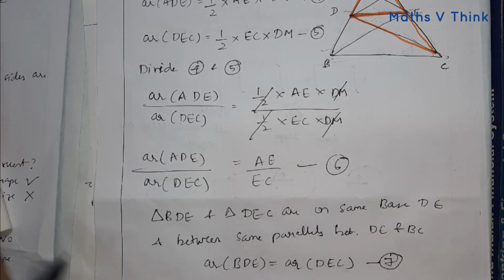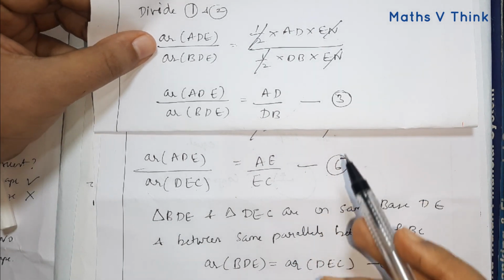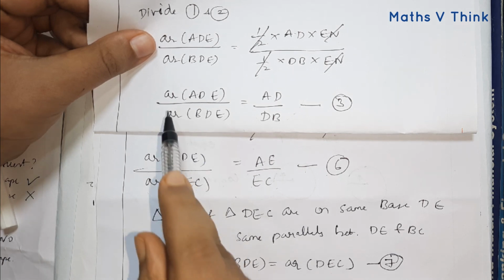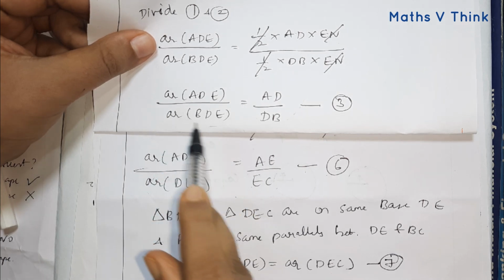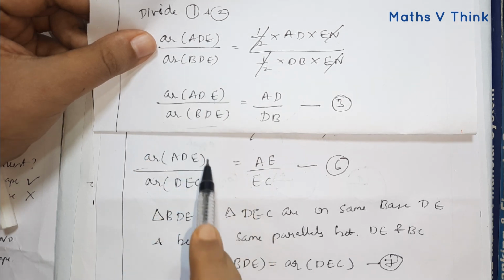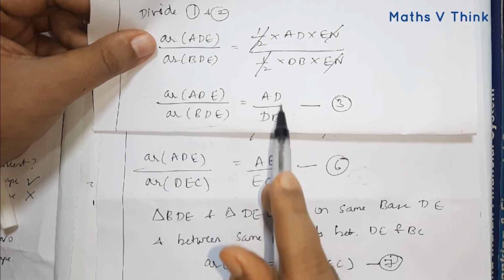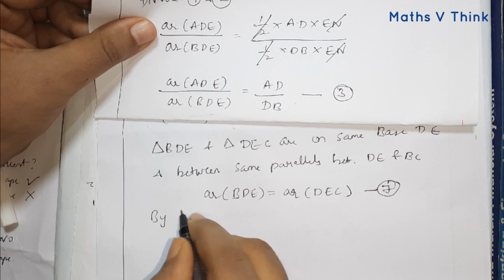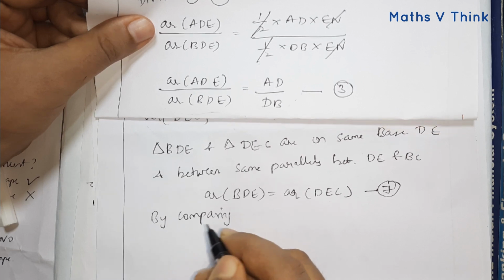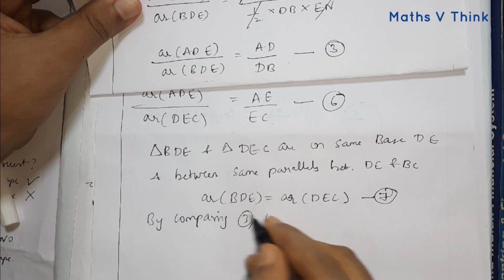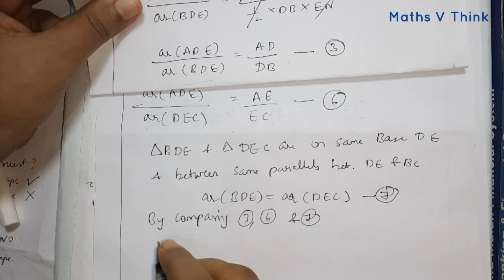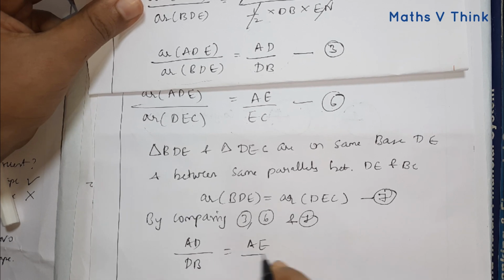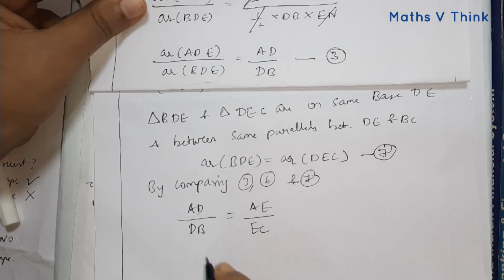Now we need to compare this 3rd, 6th and 7th. Before we discussed, this part was different. Now we proved that this is equal to this. So when I proved this is equal to this, so this whole part is equal to this part, then I can tell AD by DB is equal to AE by EC. So by comparing 3, 6 and 7, AD by DB is equal to AE by EC. So hence proved.